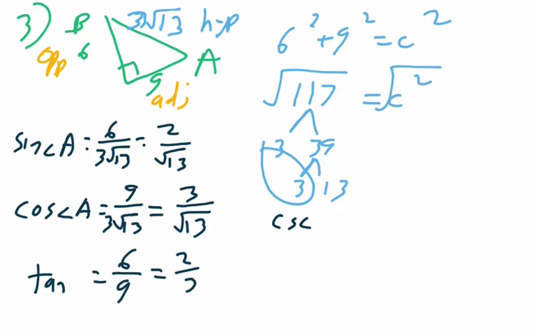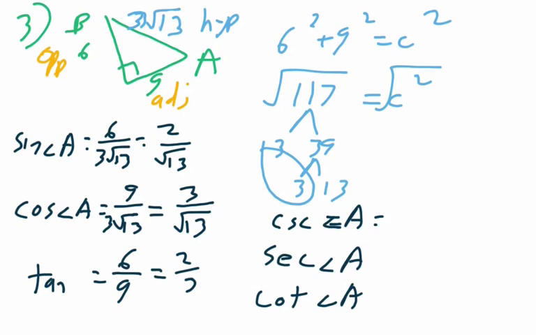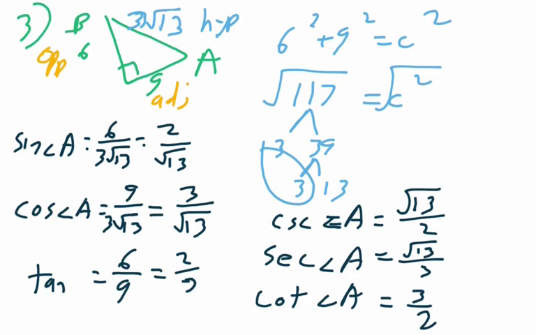Now we need the other 3, so we need the cosecant, the secant, and the cotangent, which are just the flips. So I really should call these angle A. And so we got the square root of 13 over 2, the square root of 13 over 3, and 3 over 2.